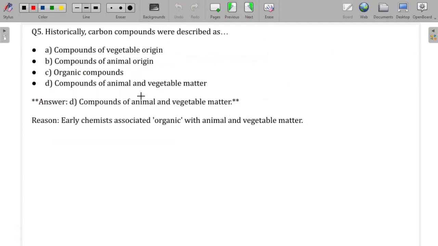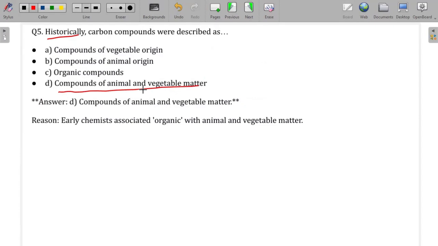Okay, question 5, they're saying historically, carbon compounds were described as: A, compounds of vegetable origin; B, compounds of animal origin; C, organic compounds; D, compounds of animal and vegetable matter. Okay, so the correct answer here is D. So just confirm with your notes, okay?